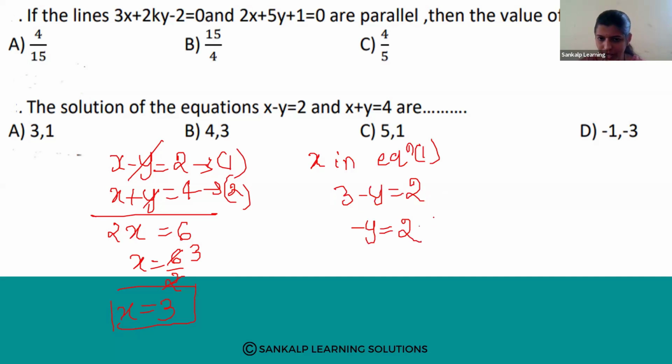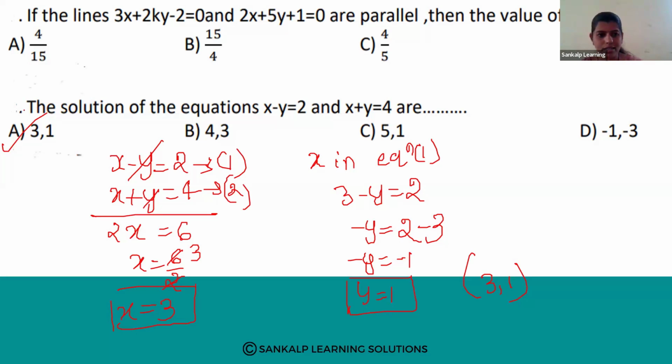Minus y is equal to 2. Transfer this 3 to this side. It becomes minus 3. Minus y is equal to 2 minus 3. 2 minus 3 is minus 1. So minus 1. Minus minus will get cancelled. Finally, you will get y is equal to 1. That means the x value is 3 and the y value is 1. Therefore, 3, 1. The solutions are 3 and 1. So here they gave option A, 3 and 1. So option A is right.